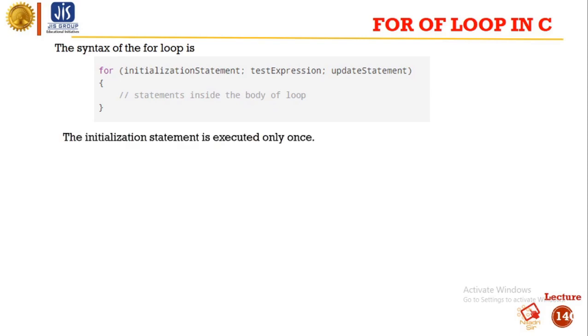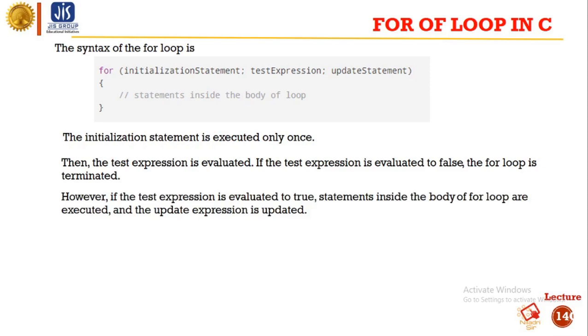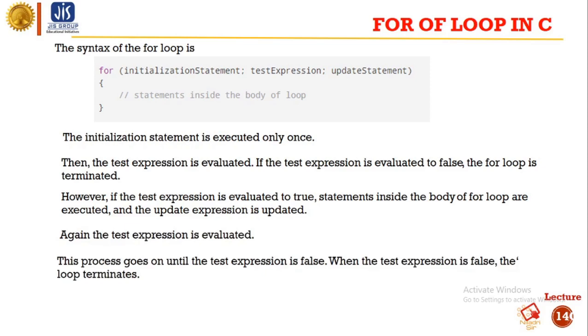The initial statement is executed only once, then the test expression is evaluated. If the test expression is evaluated to false, the for loop is terminated. However, if the test expression is evaluated to true, statements inside the body of the for loop are executed and the update expression is updated. Again, the test expression is evaluated. This process goes on until the test expression is false. When the test expression is false, the loop terminates.